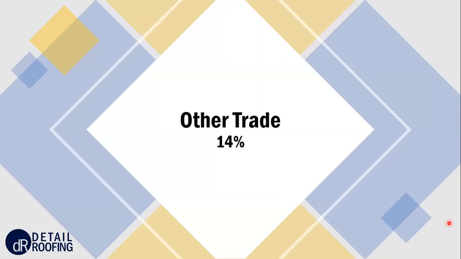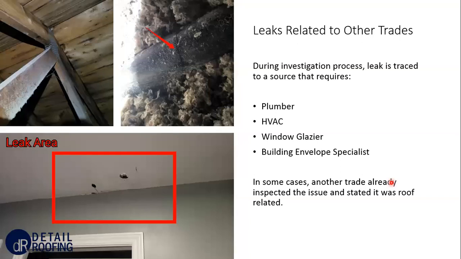So 14% of the leaks that we looked at last year were actually not related to roofing or attics, but they were situations where another trade was required to ultimately address the leak issue. So in these cases, we had completed an investigation, traced out what was happening, and found that it was either a situation that required a plumber, an HVAC technician, a window glazier, or a building envelope specialist.